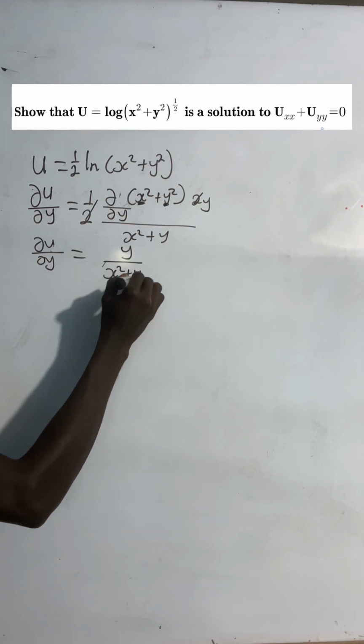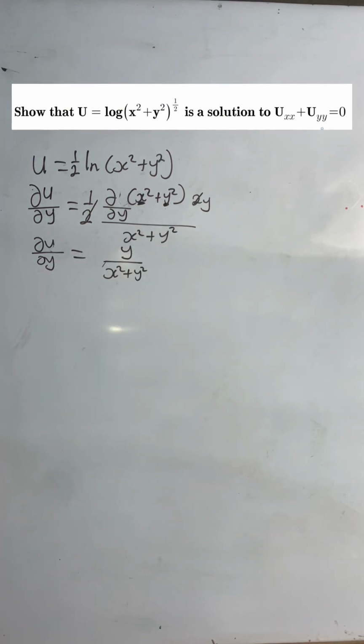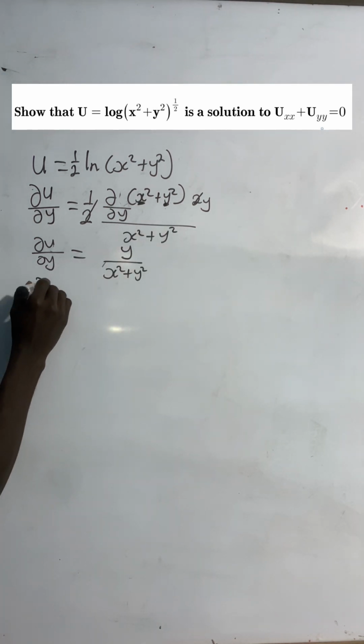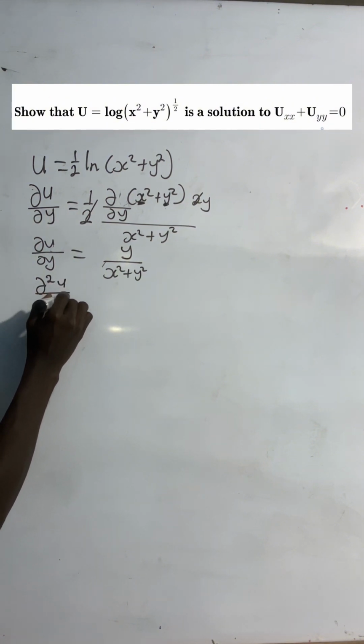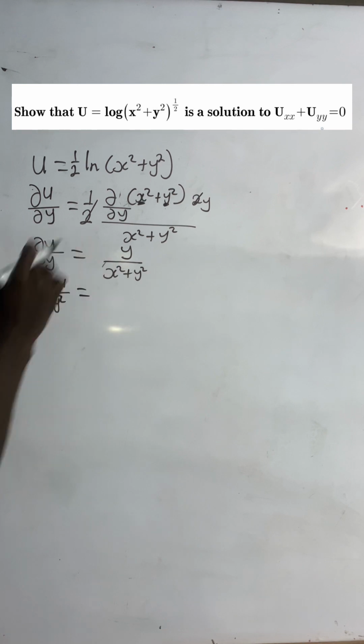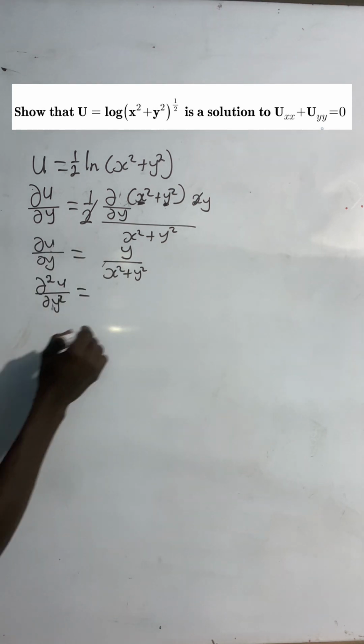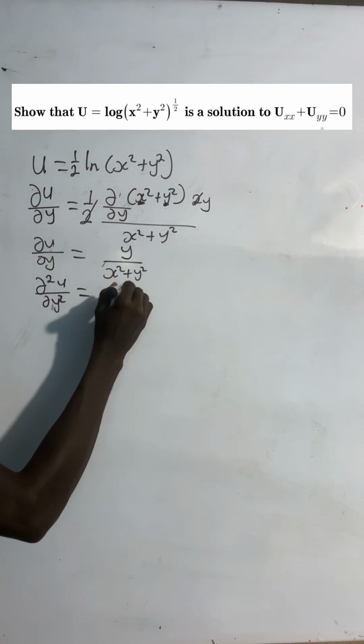So we have the partial derivative of u with respect to y equal to y divided by x squared plus y squared. Remember, we can differentiate the log without assuming that it is equal to the natural log. But here, for simplicity, that is why we assume that it is equal to the natural log. Okay. That's very simple. Now we are going to differentiate it using the quotient rule.